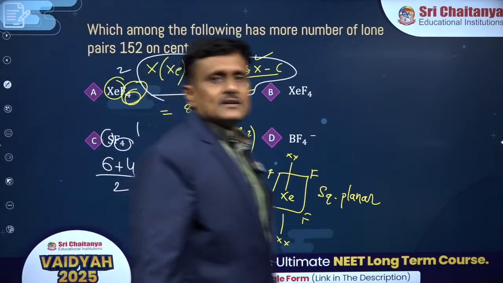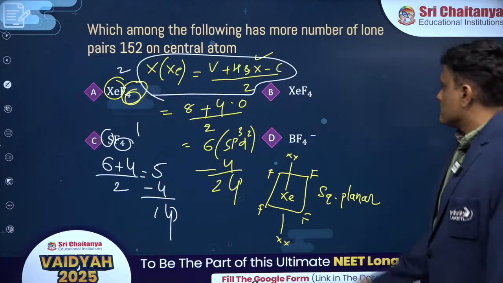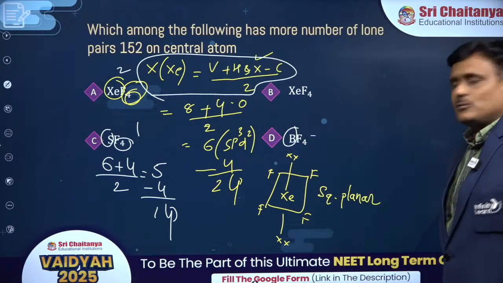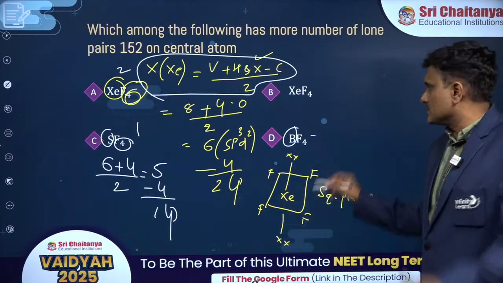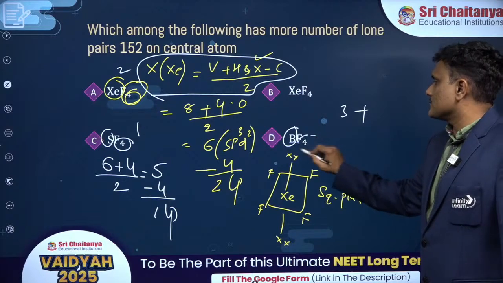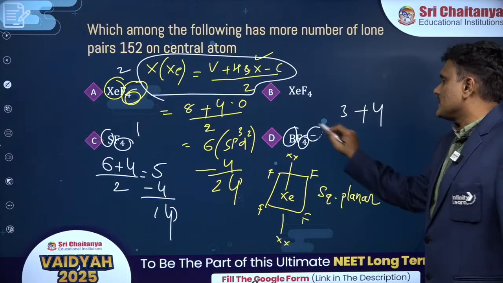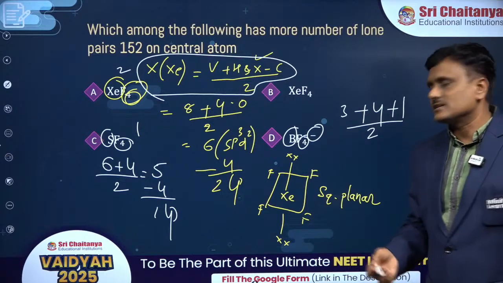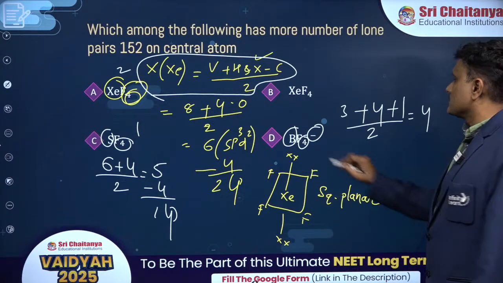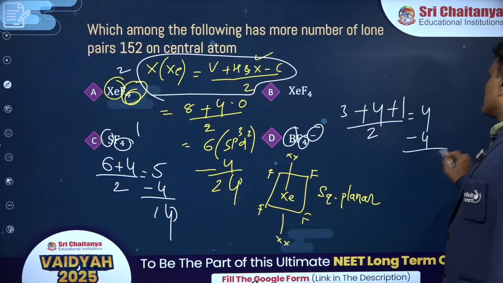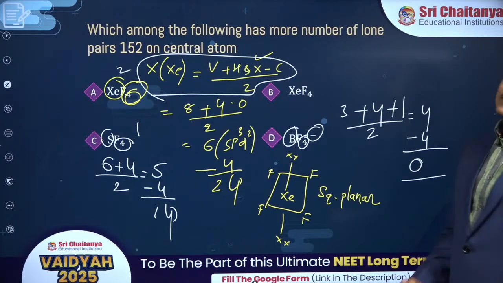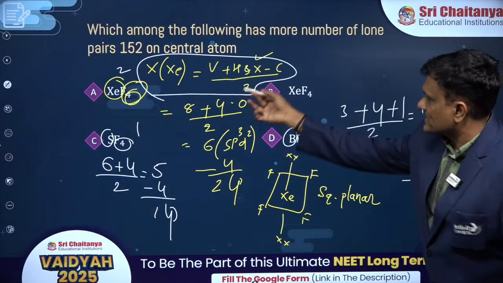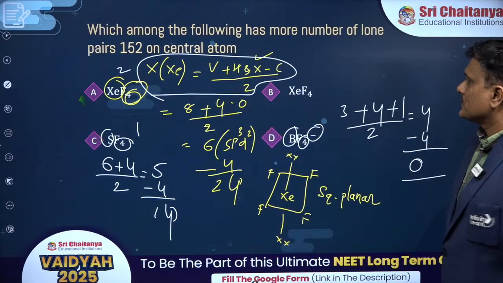Alright. Next, boron. Valence electrons of boron, you know that it belongs to third group, plus halogens attached are 4, minus of charge, minus of minus, that is plus 1 by 2. So you can see this is turning out to be 4, and atoms attached to fluorine are 4, so 0 lone pairs are present, right?